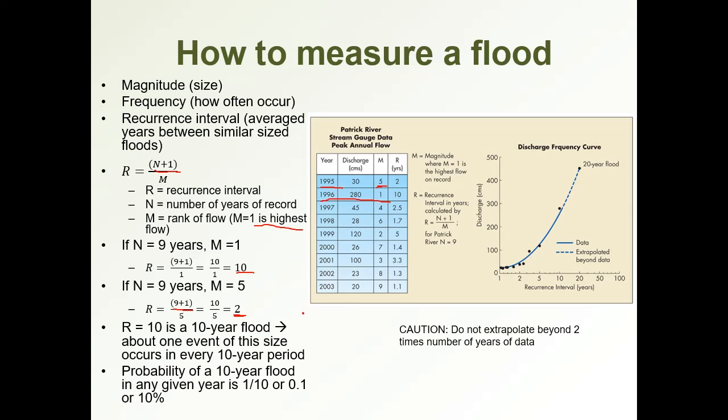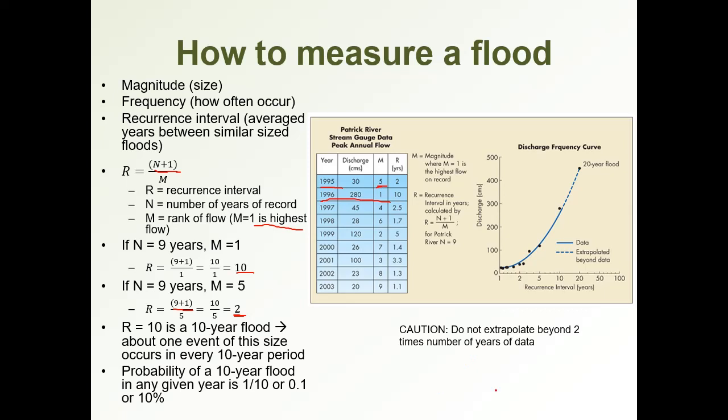For that 10-year flood, we expect 1 event of this size in every 10-year period. In a given year, the probability of this 10-year flood is going to be 1 in 10, or 0.1, or 10%. So you could have 2 years with 10-year floods and then not have one for another 10 years. It's a statistic over a period of time.